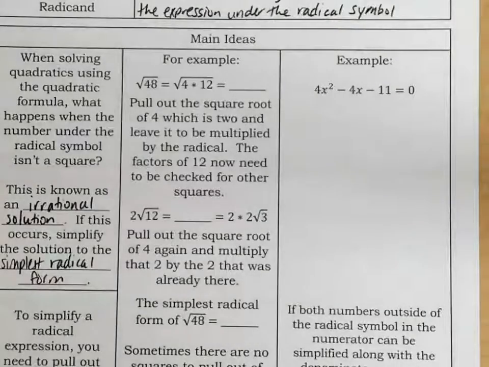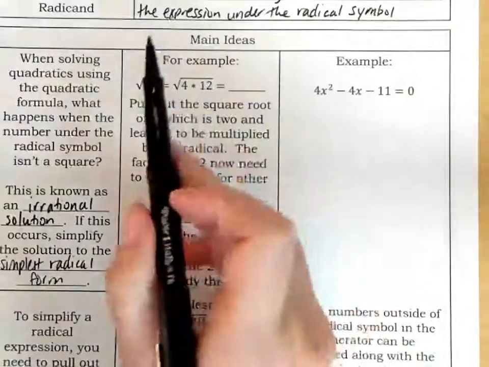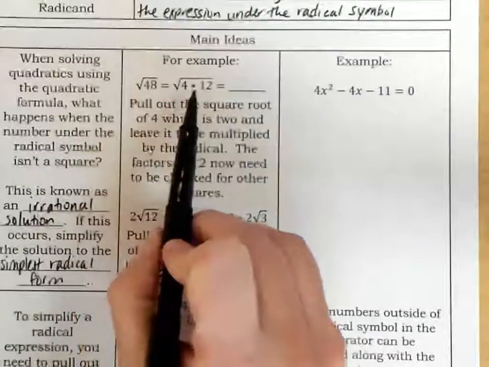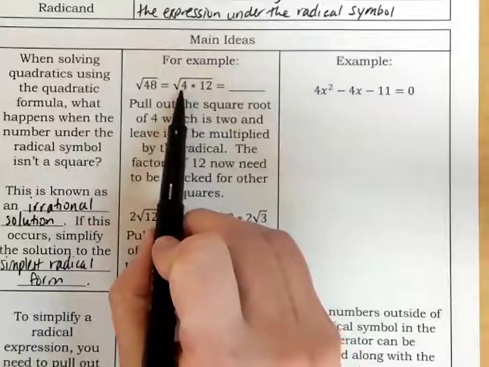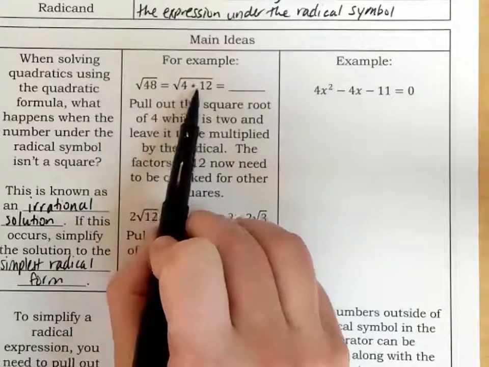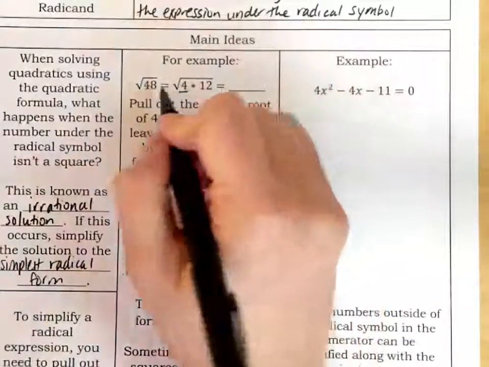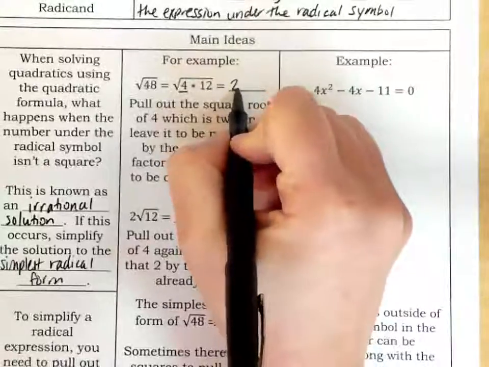So what we can do is start looking for factors of 48 that might be squares. So for example, the factors of 48, we could do 4 and 12. 4 times 12 is 48. So here what I could do is say, well, 4 is a square, so let me pull that out. So the square root of 4 is 2.